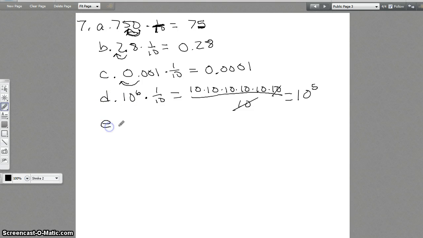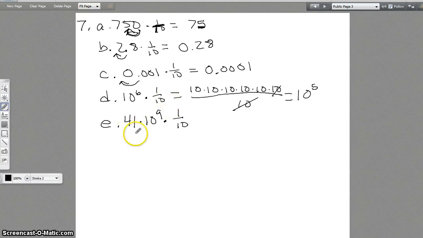And then part E, we have 41 times 10 to the 9th, and then we're going to multiply that by 1/10. We have two choices on this. We can multiply the 41 by 1/10, or we can multiply the 10 to the 9th by 1/10. I'm going to do it both ways.